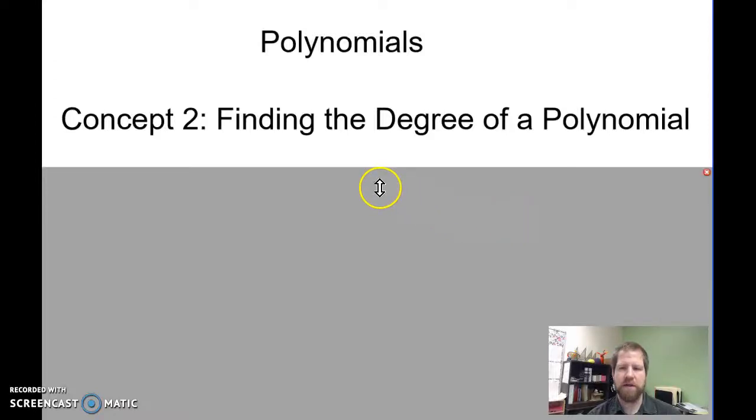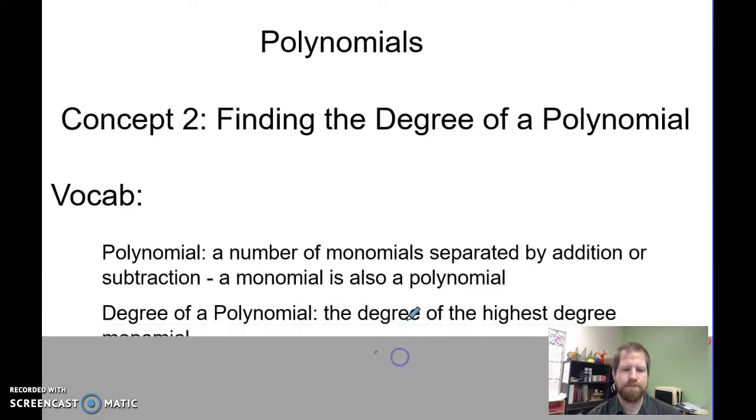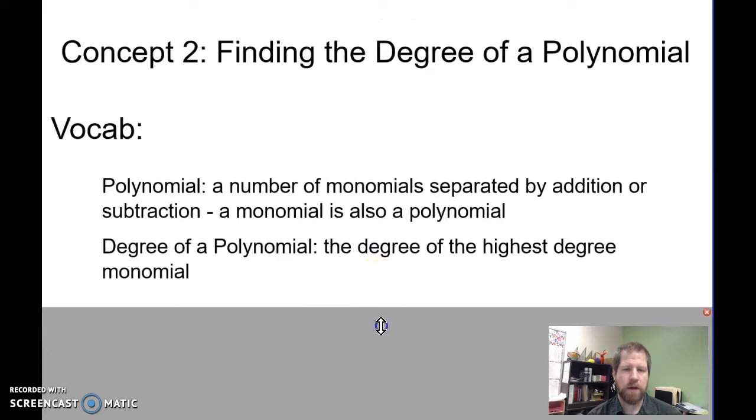Concept 2, finding the degree of a polynomial. So a polynomial is a number of monomials that are separated by either addition or subtraction. Okay? And a monomial is a polynomial, it's just a one-term polynomial. Usually polynomials have multiple terms, but they can just have one, and the name for that is monomial.